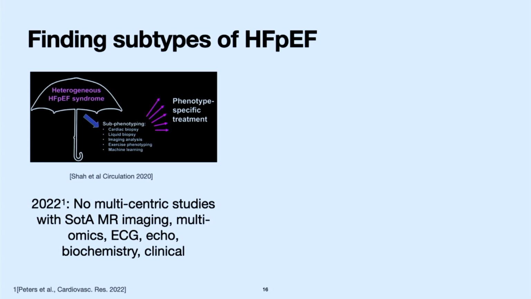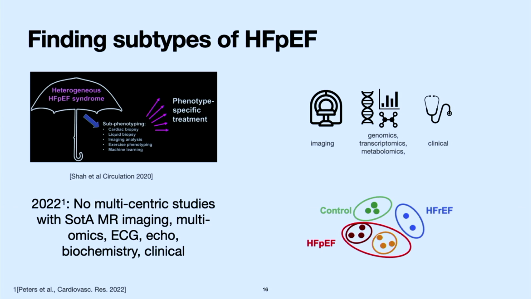And so as far as 2022 was concerned, this is a nice review as well. There was no multicentric study that had state-of-the-art magnetic resonance imaging, multi-omics, ECG, echo, biochemistry, and clinical. And so, yeah, Ruud has this nice idea to launch this project and to do a lot of integration. So in this project, the goal is really to take imaging, genomics, transcriptomics, metabolomics, and clinical, and then to see, first of all, if we can distinguish controls versus HFpEF, and HFpEF versus HFrEF.